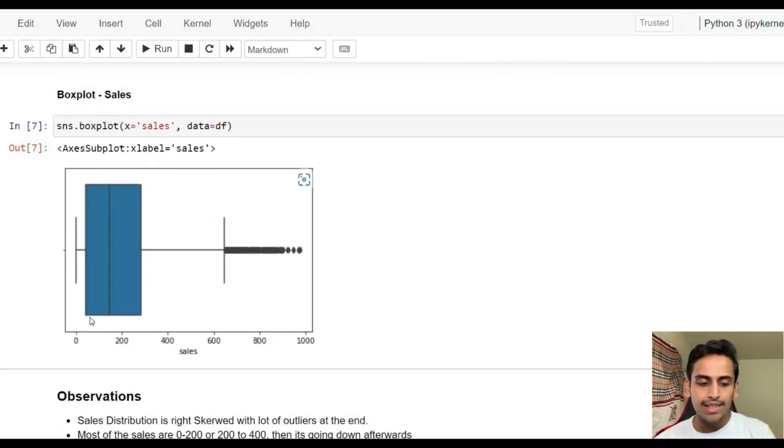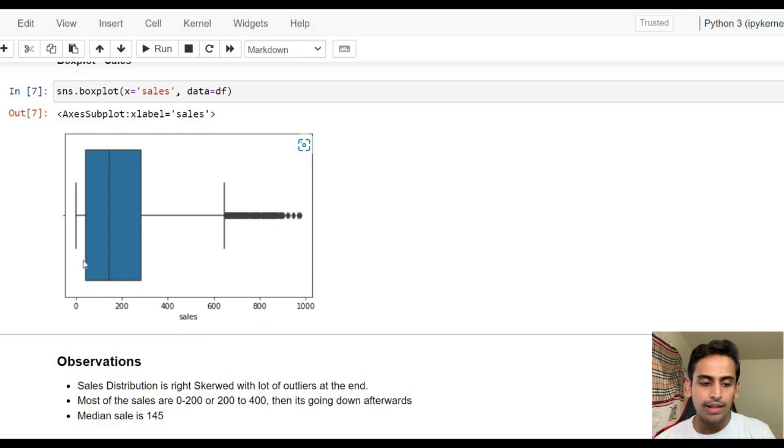When I plot, I can see this graph, which basically tells me that this particular line is the minimum value. This tells me the 25 percentile, so it means that 25% of my sales are happening at less than maybe 15 something. Then this middle line is called the median value, which seems to be around 170. This is the 75 percentile, so it means 75% of my sales are happening probably at less than 220 or 230.